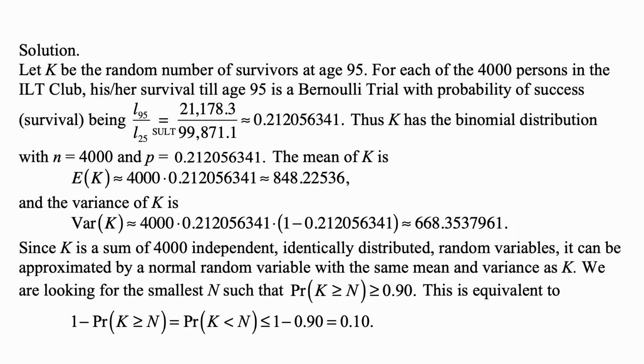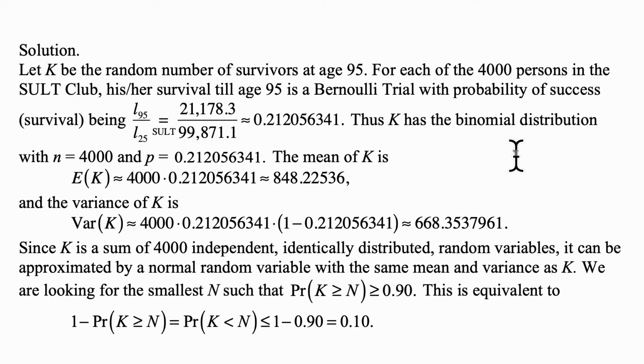And here's the solution. Let us write K for the random number of survivors at age 95. For each of the 4,000 persons in the SULT club, her survival until age 95 is a Bernoulli trial with probability of success, survival being the success, equal to L95 over L25. From SULT, the Standard Ultimate Life Table, that's equal to 21,178.3 over 99,871.1, which is approximately 0.212056341.